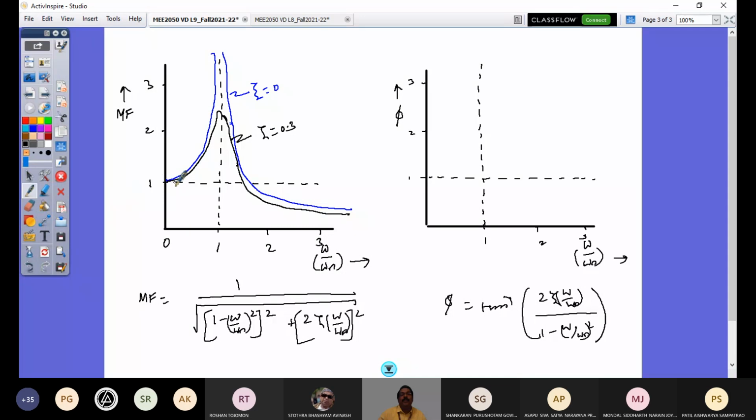Now if the zeta value keeps increasing, what would happen? You would have these values going, and the peak is coming down, and then it will be this one.